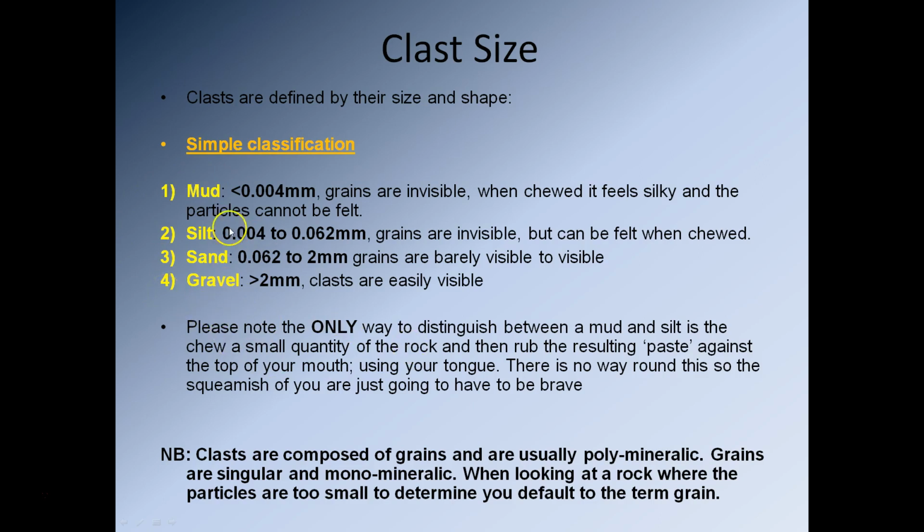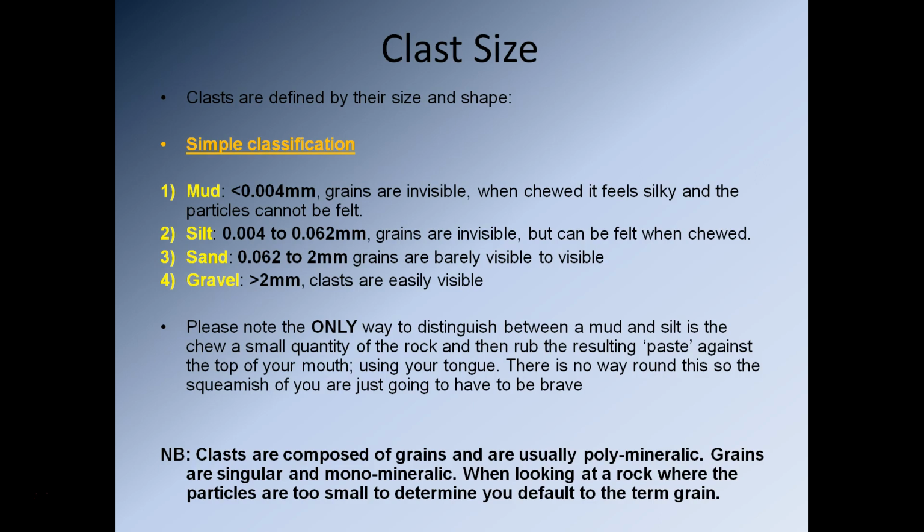So just a slight note, when it comes to distinguishing between mud and silt, it's very, very difficult to make that distinction because you can't actually see the crystals with the naked eye. In fact, you can barely see them using a microscope. The only way to really be able to tell the difference between the mud and the silt is to actually take a piece of the rock and to chew it. And once you chew it, you make a little paste, which you put on the tip of your tongue, and you then rub that paste on the roof of your mouth. If you can feel little particles in the paste, then you have silt-sized clasts. If you can't feel particles and the paste feels kind of silky in its texture, then you only have mud-sized particles.